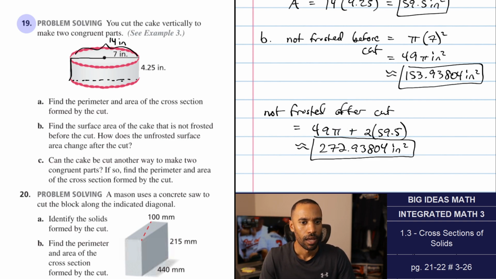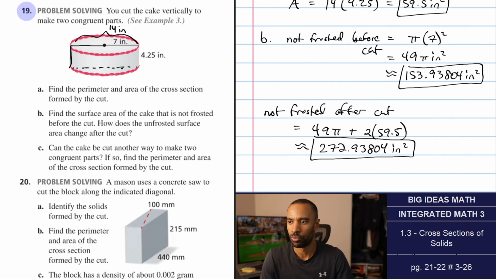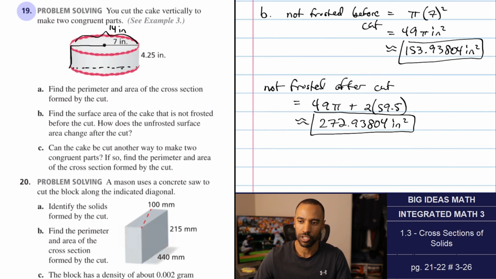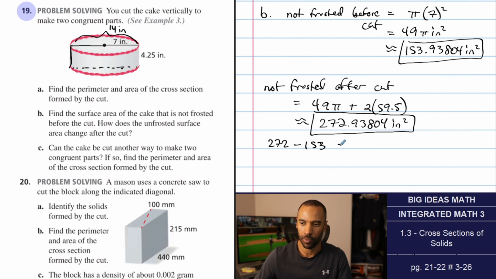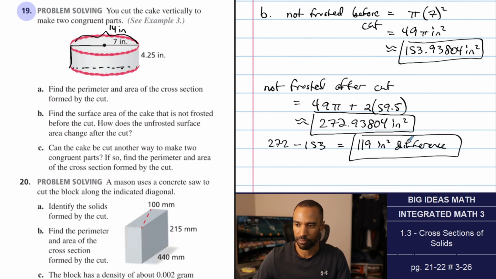Looks pretty good. How does it change after the cut? Oh, well, that's what it is. How does it change? 272 minus 153, because it's the same number there that we have. What is that? 119 square inch difference. Because the decimals at the end are the same, I don't really have to write them. So that much difference on it.